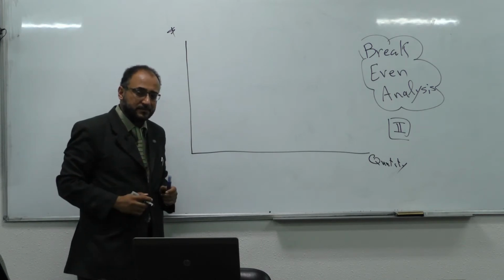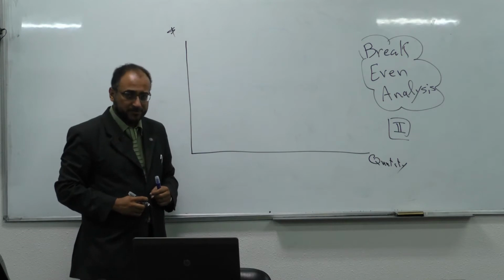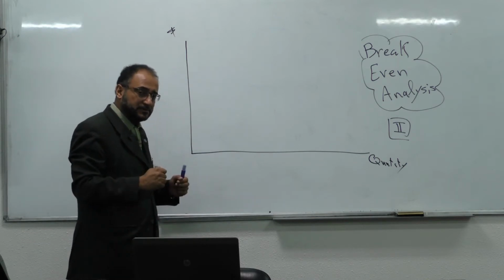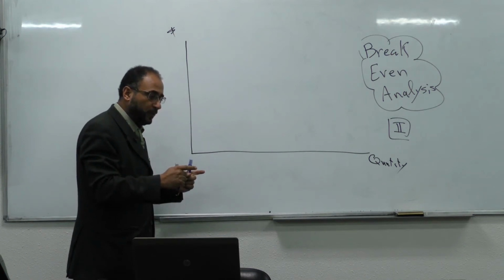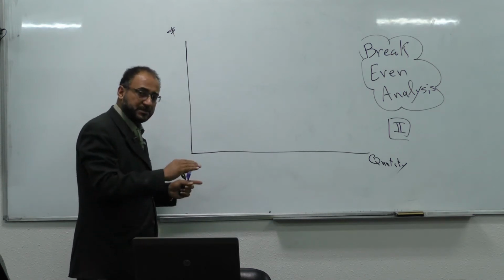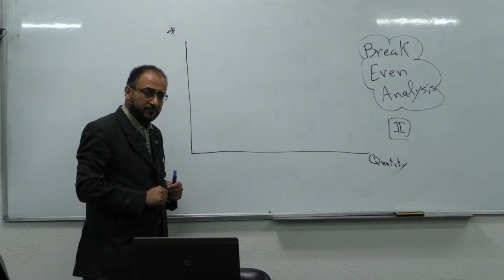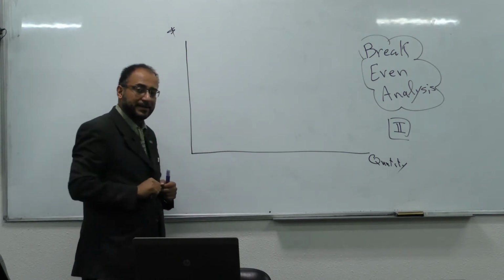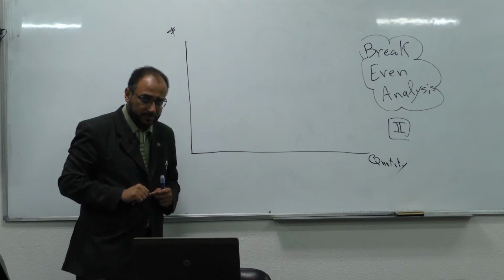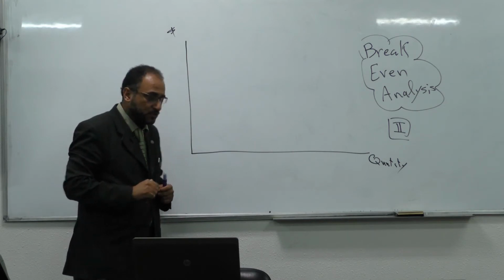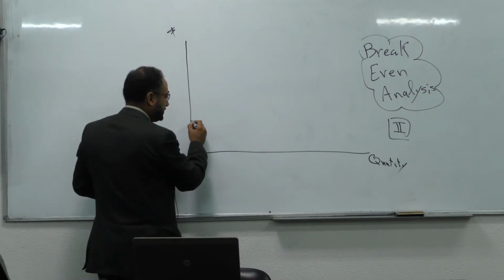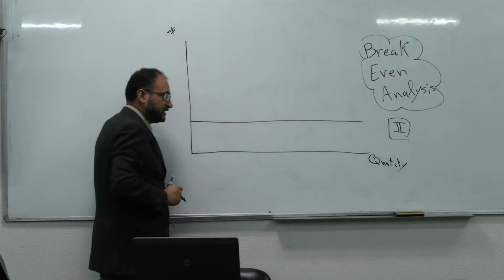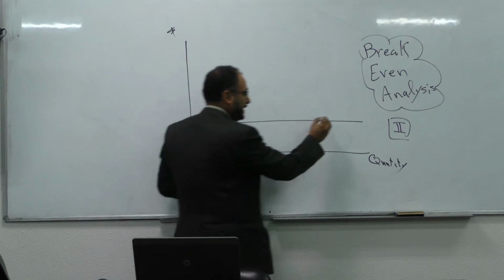First cost item, we talk about the fixed cost. The money we pay for things, whether we are producing or not producing, we will pay them. Rent for the location that we have as a facility or a shop. So this fixed cost is represented by this horizontal line. So here we have the fixed cost.